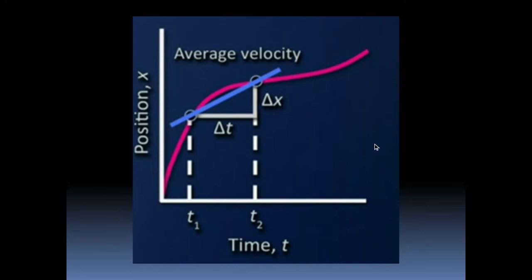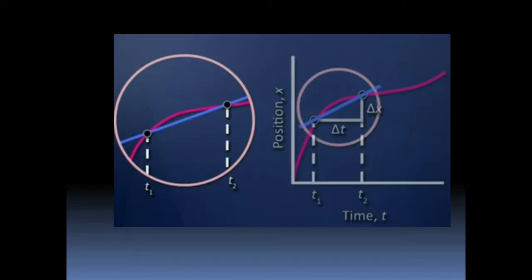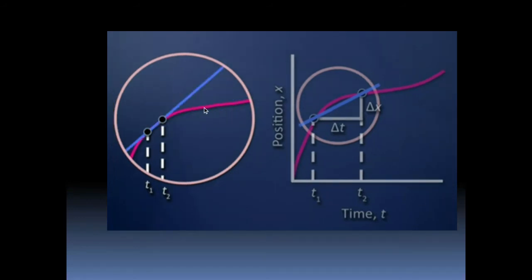However, I could get more details of the motion if I move these points closer together. I make this time interval smaller, and that's what I'm going to do. If you zoom in on it and I make this time interval smaller, this line starts to just kiss this curve. And if I get it to just kiss the curve right at this point here, that would become the tangent line.